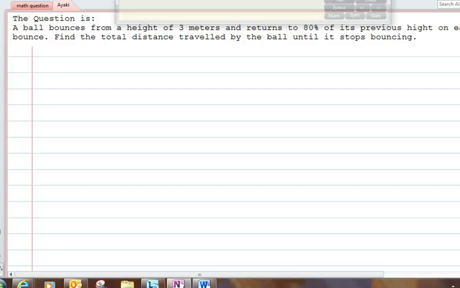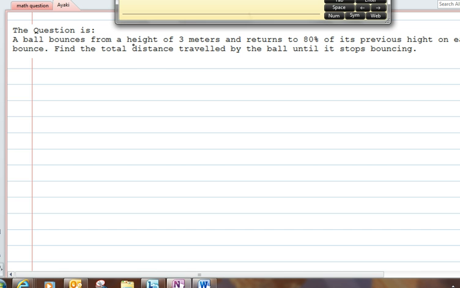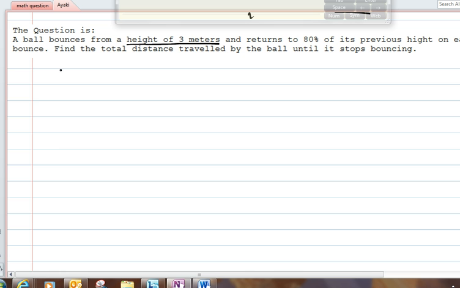Another question that has been sent over and that I would like to help you with is the one about a ball bouncing off the ground. So the initial problem is that the ball is dropped from a height of 3 meters. So if we think of this as the initial height of the ball, this is 3 meters. So it bounces off the ground.